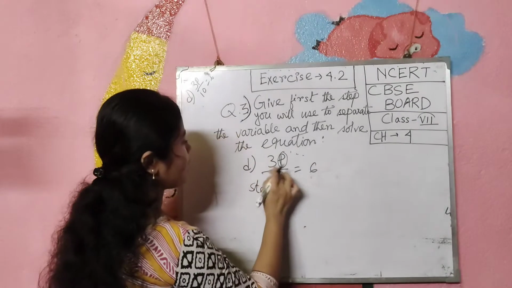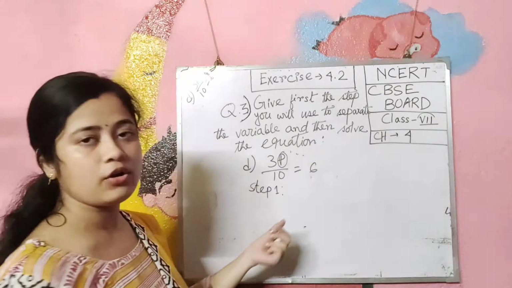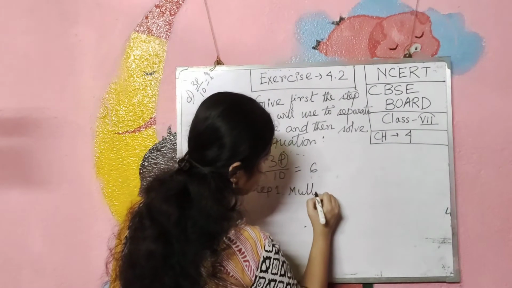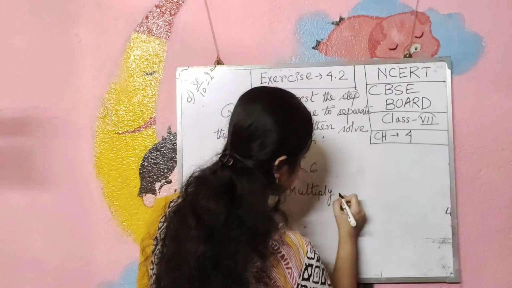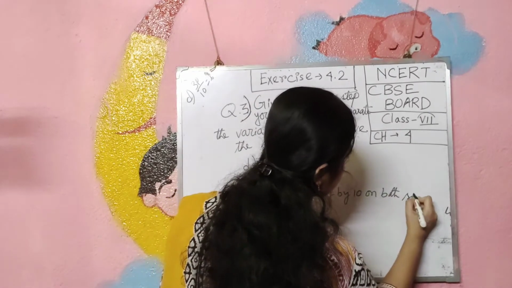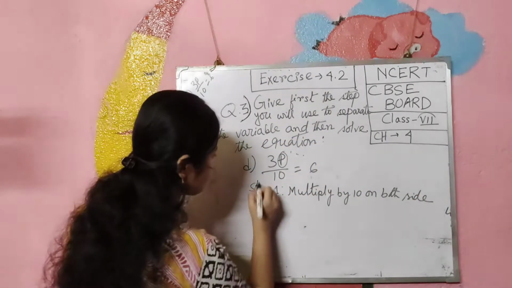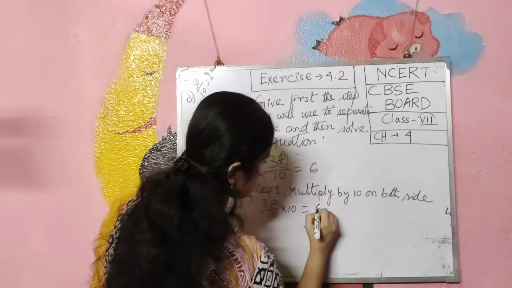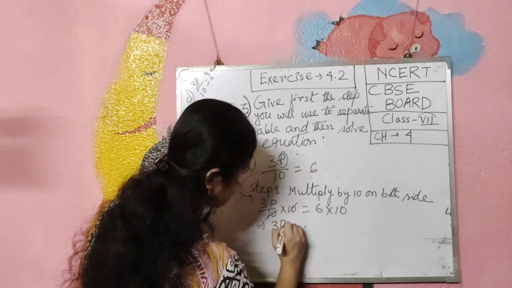At first, step 1, what will I do? Step 1 is the upon 10. Upon 10 means division, so the opposite of divided by 10 is multiplied by 10. So I will write here: multiply by 10 on both sides. So what will the equation be? 3p by 10 multiplied by 10 equals 6 into 10. The 10 will be cut and 3p equals 60.